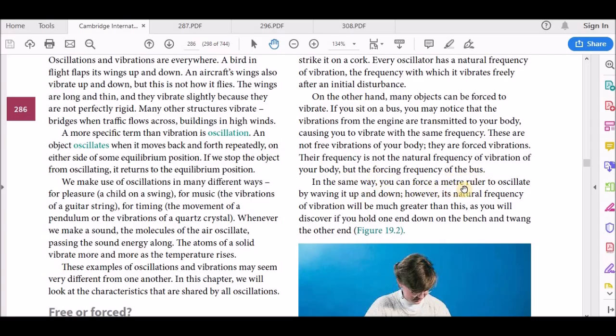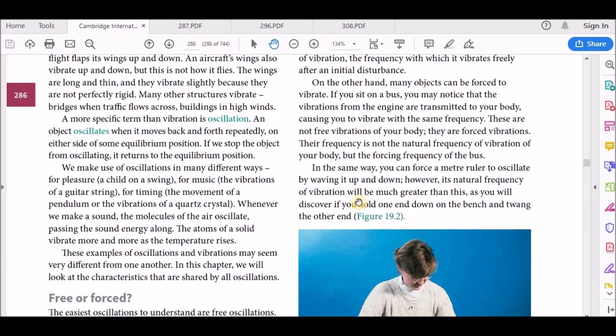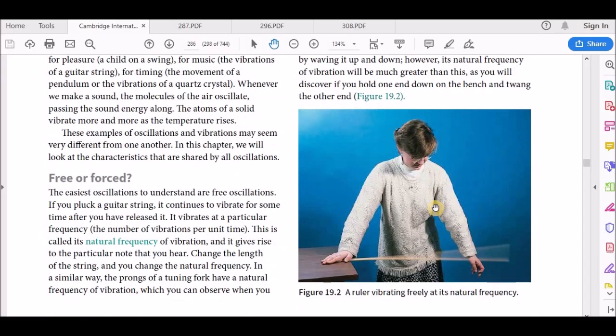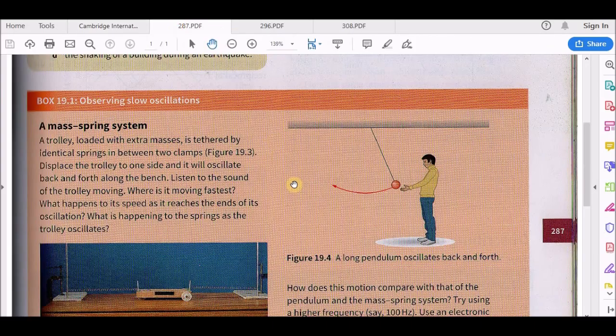In the same way, you can force a metre rule to oscillate by waving it up and down. However, its natural frequency of vibration will be much greater than this, as you will discover if you hold one end down on the bench and twang the other end. Okay, so let's look at the next page.